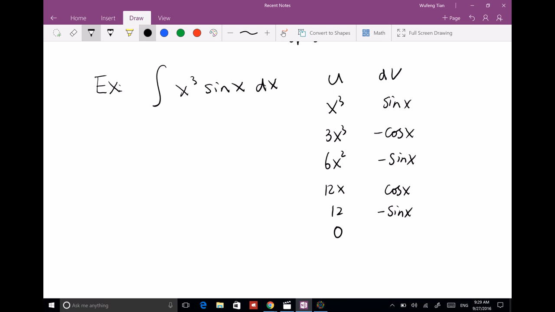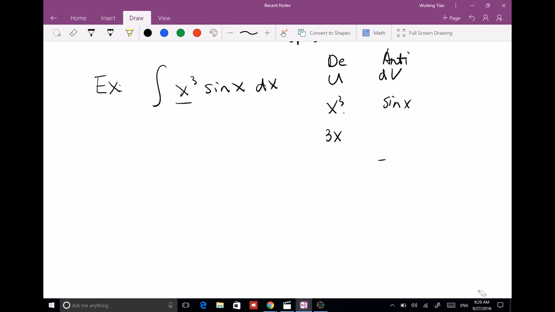Okay, so we use the Tabular method. We use u is x cubed. This side you do derivative. This side you do antiderivative. Okay, so what do we do? X cubed, continue, 3x. Sorry, I did it wrong. So 3x squared, 6x, and 6 and 0.